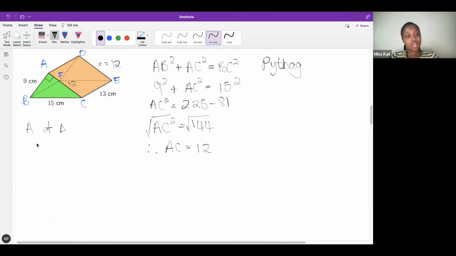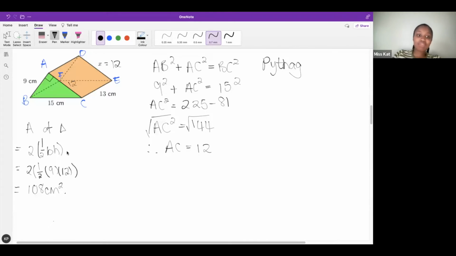A of triangles. So my formula is twice half base times height, which is 2 times half of, what's the base for this triangle? 12 times 9 or 9 times 12, it doesn't matter. Okay, which is equal to how much? What's the final area? 108. Thank you. 108 centimeters squared. So we've taken care of both triangles. Now we have 3 rectangles.